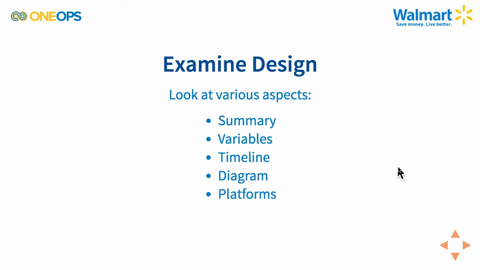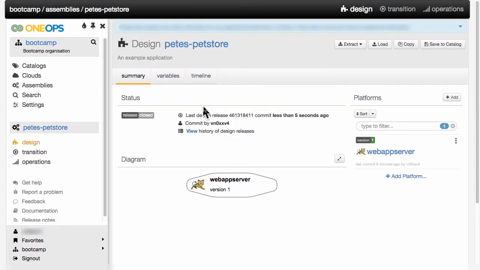Now that our design is mostly done, let's have a look at various aspects such as summary, variables, timeline, diagram, and platforms, most of which we've already seen, but just recapping for a second here. In the summary view of our Pete's Pet Store design, we can see that the release status is displayed as well as the list of platforms. At this stage, we only have one platform because we are dealing with a very simple application. It is, however, possible to add multiple platforms and then also declare the dependency amongst the different platforms, which would then show up also here in the diagram in more detail.